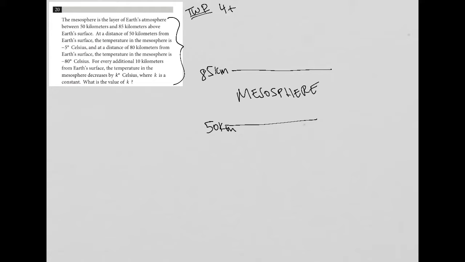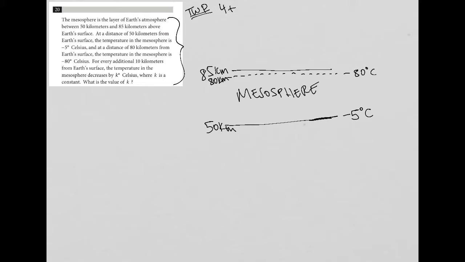So the next sentence says, at a distance of 50 kilometers from Earth's surface, the temperature of the mesosphere is -5 degrees Celsius. Okay, we'll already have this line that represents 50 kilometers, so I'm just going to write next to it -5 degrees Celsius. And at a distance of 80 kilometers from Earth's surface, the temperature in the mesosphere is -80 degrees Celsius. So I'm going to just add a little dash line. It doesn't really matter that I dash it. I'm going to say that this is -80 degrees Celsius, and this is 80 kilometers there. All right, so again, that's my visual translation of the next sentence.